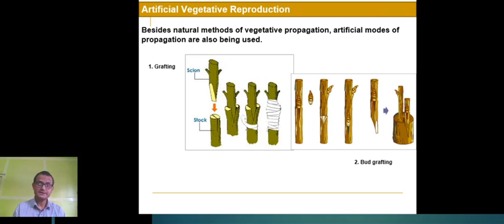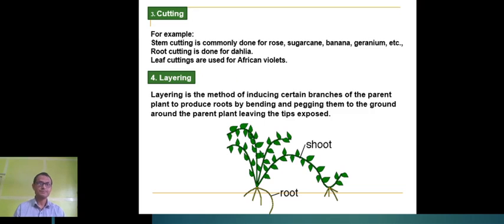So artificial vegetative reproduction is a kind of asexual reproduction where vegetative propagation takes place through an artificial mode or artificial propagation method. There are different kinds of artificial propagation methods, like cutting. So what I have just told you, that you cut sections of your stem and put them in the soil. For example, sugar cane. In the nodal sections, you cut a sugar cane and put it in the soil. You will get a new sugar cane plant. So this is a simple way of cutting.